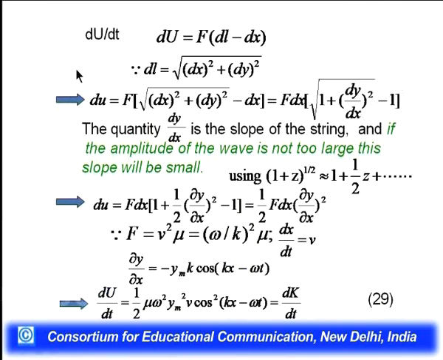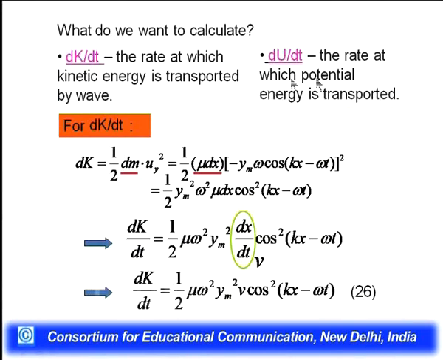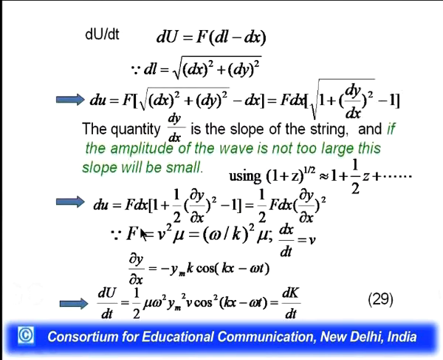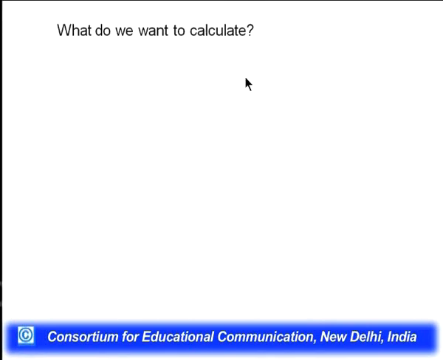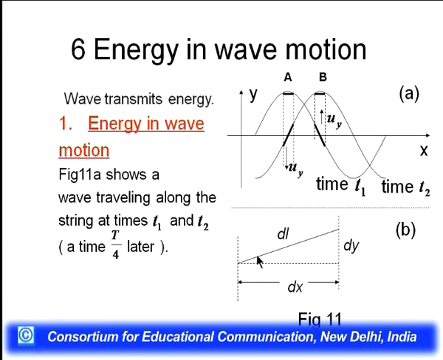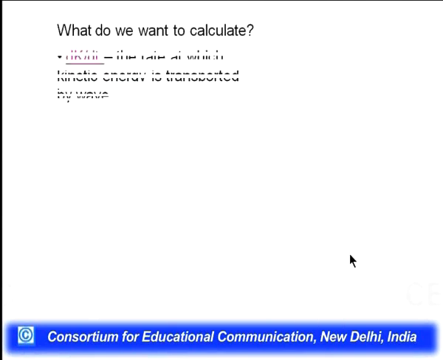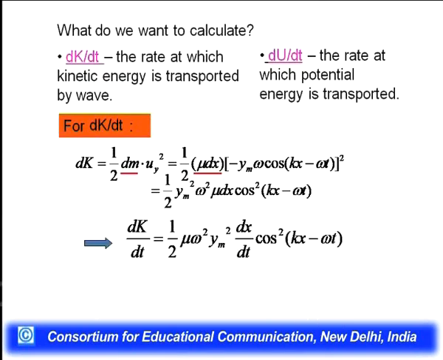Now for dU by dt, the potential energy, that was the value for the kinetic energy, and now we calculate for dU. dU we define as f times (dl minus dx). dl is equal to the root of dx squared plus dy squared, which we have taken from this figure. From here, dl squared is equal to dx squared plus dy squared.